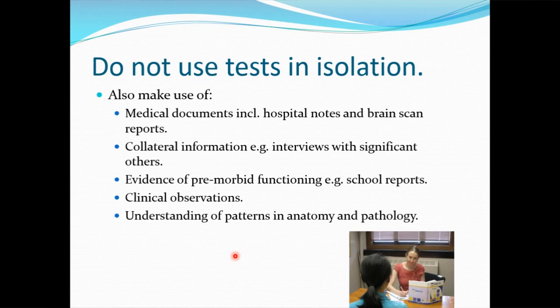Never use tests in isolation. Don't just do some tests and think you've now got the answers. You must also make use of medical documents like hospital notes, brain scans. Collateral information is very important. Speak to spouses, children, parents. Evidence of premorbid functioning is important, like school reports.